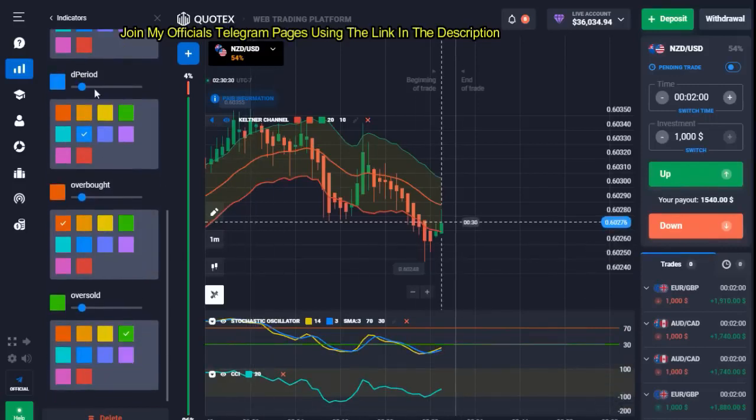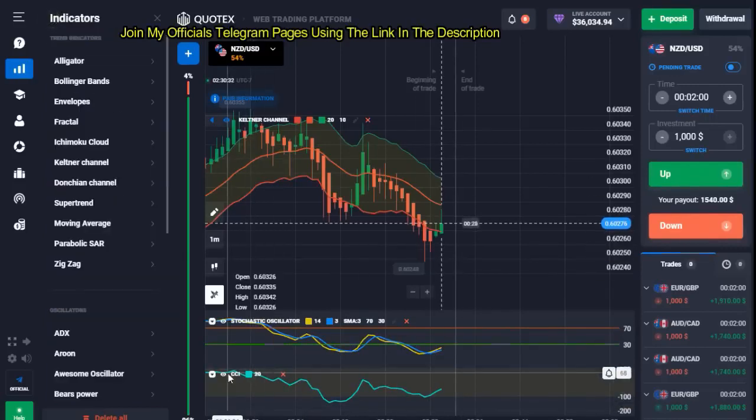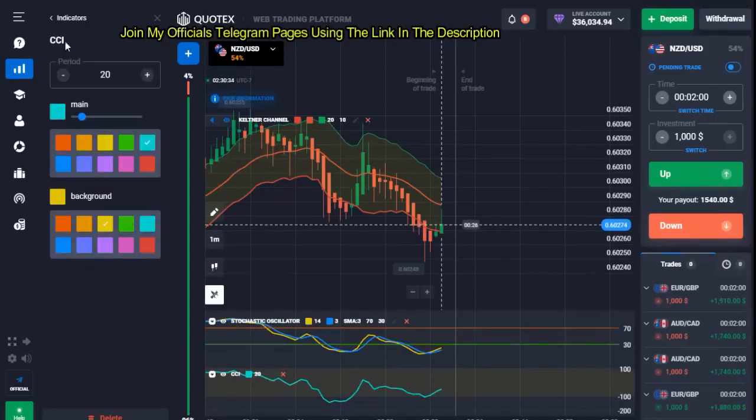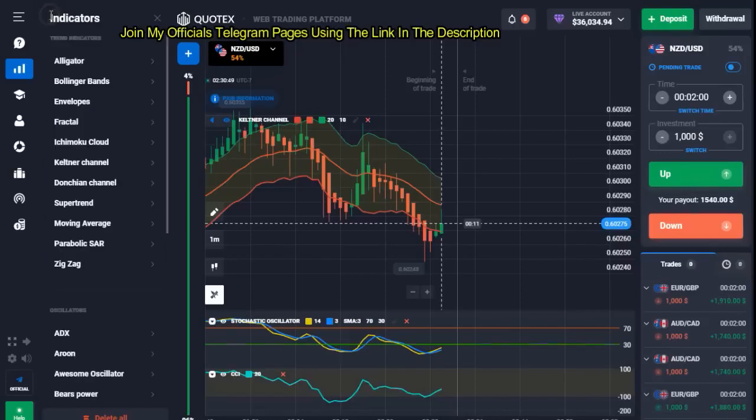The last indicator I use is CCI. Our CCI period here is 20, and the main color here I think is blue. I take the line a little bit. So that is pretty much all you have to do with the CCI: 20 as a period, and I take the line and I change the color. That's pretty much all I do. So when you're done, you close it.